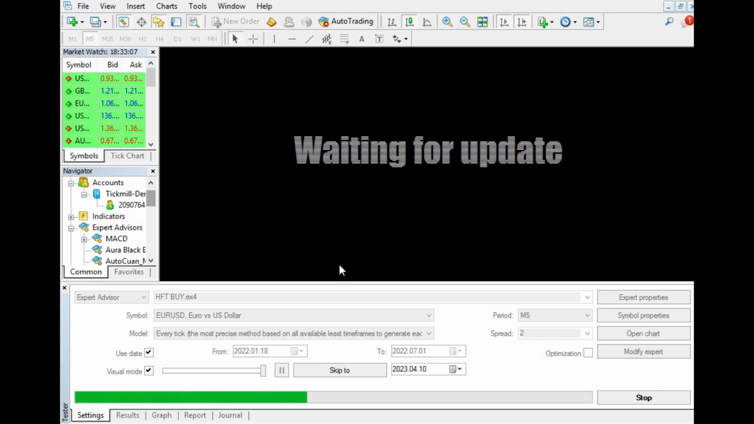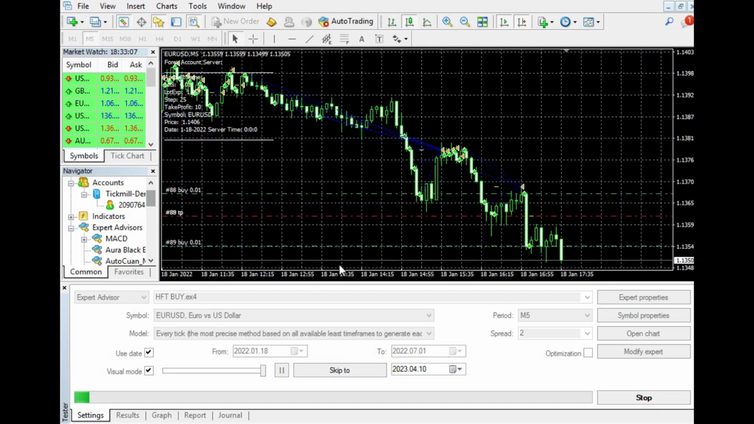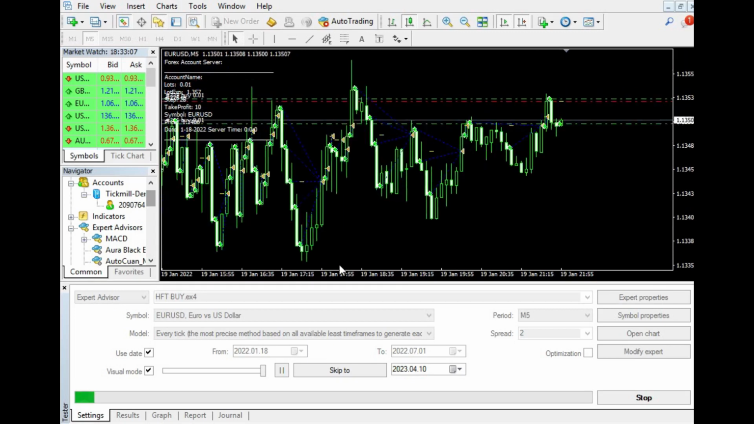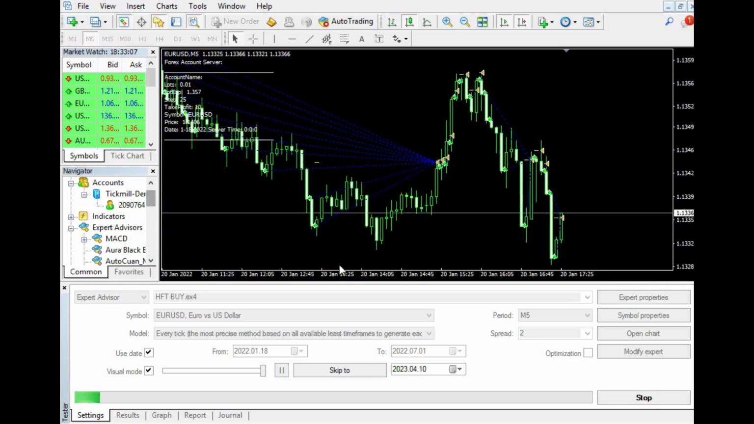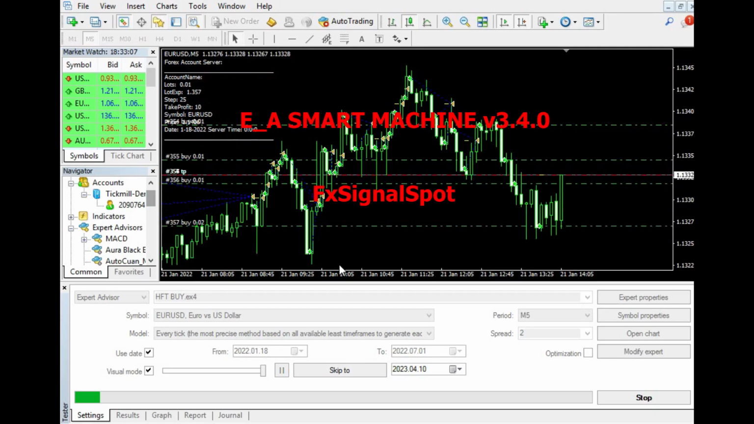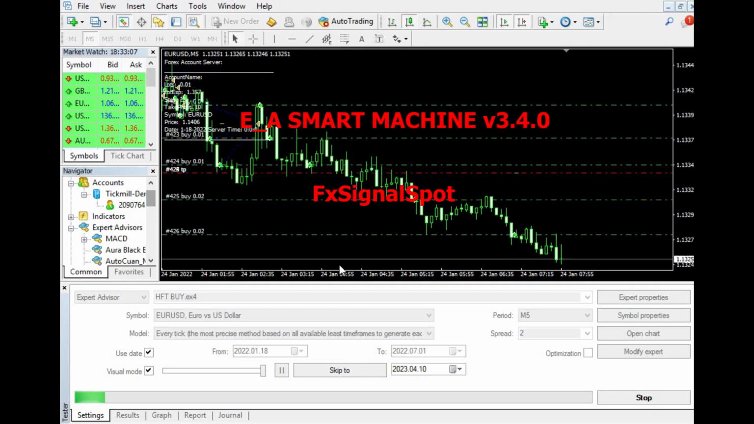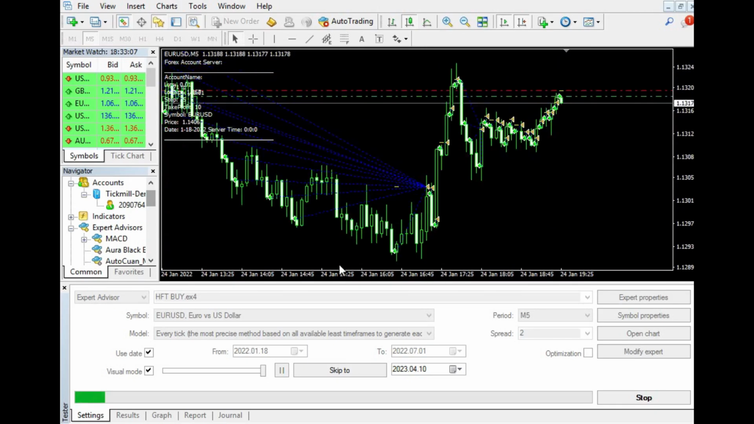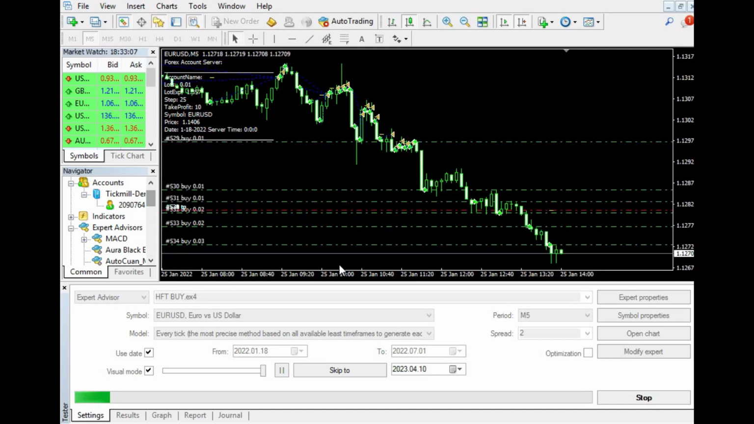Because it requires constant operation, it is recommended to use a virtual private server, VPS. Once set up, HFT BUY is fully automated, and there is no need for manual intervention. Although the EA does come with adjustable parameters, the exact details are not included in the product description.